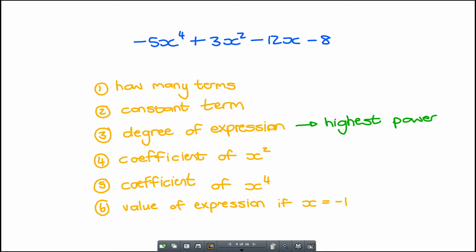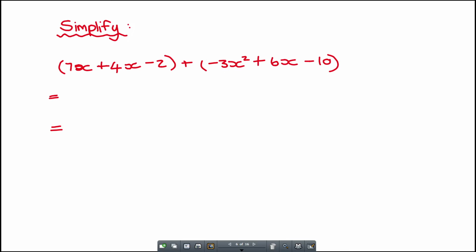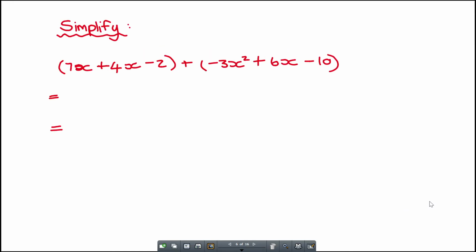Okay. Then, number 6, the value of the expression if x is -1. I think that is where we stopped. We substituted it in here, and then we said the final answer should be 2. Right. 2 marks: 1 for substitution and 1 for the final answer. Yes, thank you. Okay, so now over here, I'm asking you to simplify.